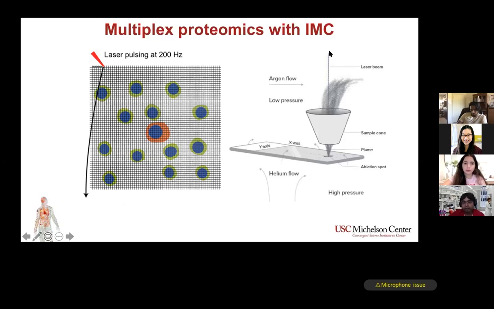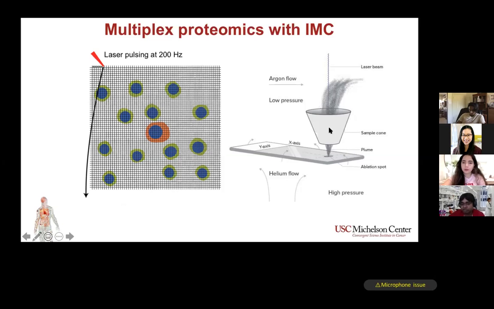And then on top is a solid state laser. And this is your sample cone. So you actually target the area on the sample cone. This is also at very high pressure under helium. So it starts ablating, and whatever is ablated is basically ionized. It's also called a plume.